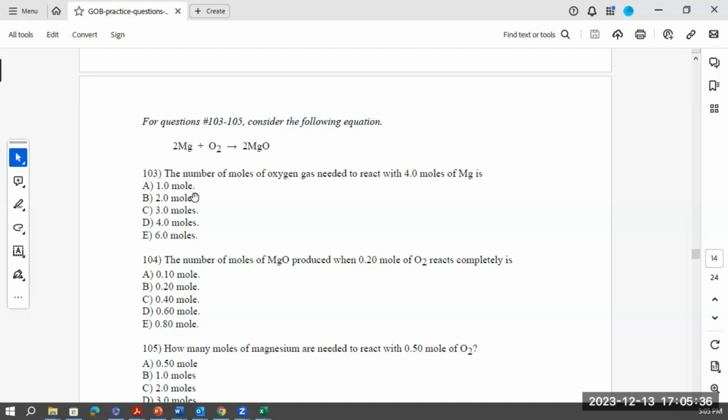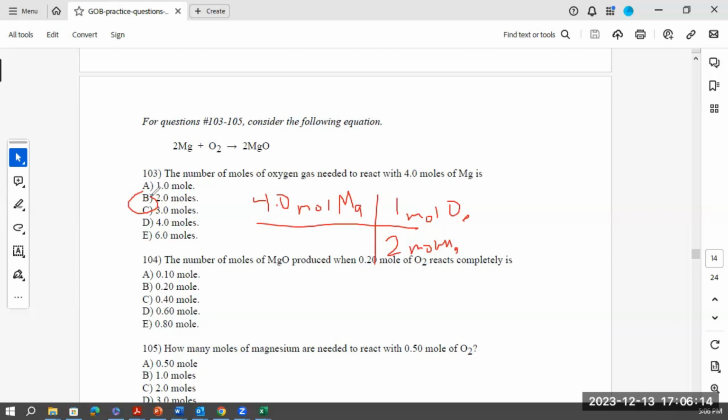Okay, let's see. So we know that, right? The easiest way of doing it is just putting in 4.0 moles of Mg over 2 moles of Mg to 1 mole of oxygen. Okay. And so that's how you ended up with your 2. Good job.